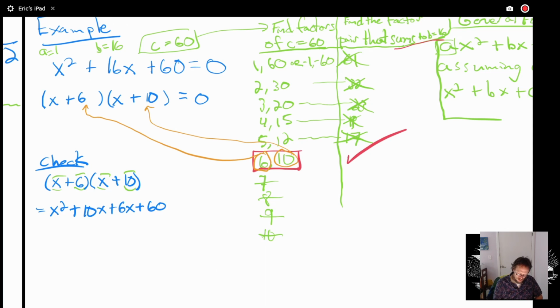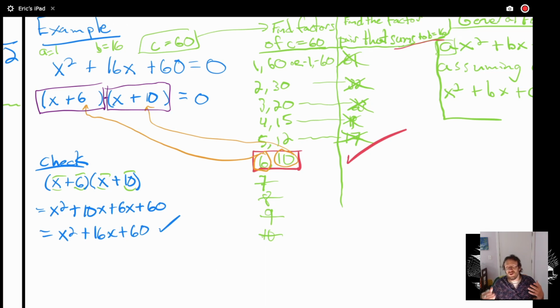60. And when we combine together, we get back where we started, x squared plus 16x plus 60. I didn't mean to set up this problem as a solved problem, but it's worth noting. We have a pair of factors that multiply together to give us 0, x plus 6 and x plus 10 multiply together to give us 0.